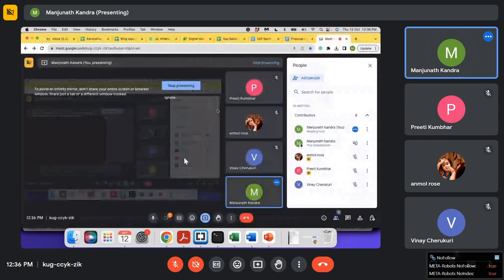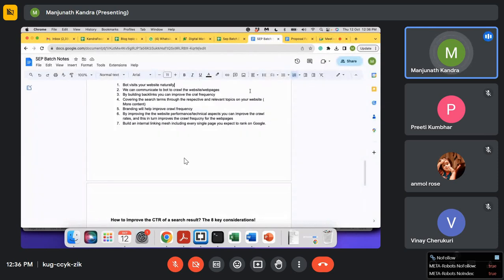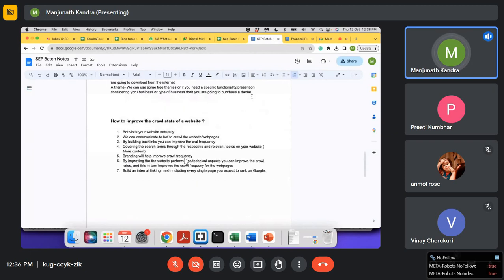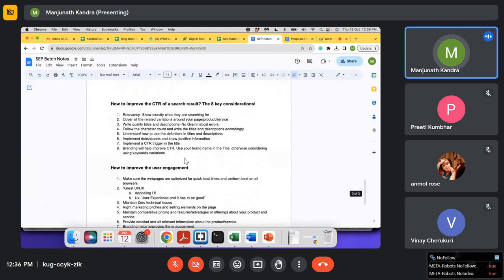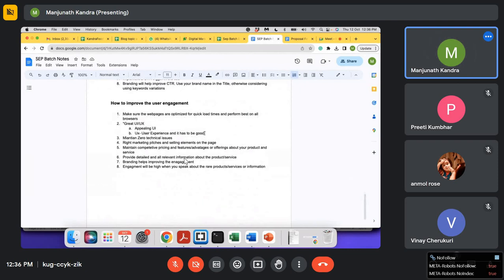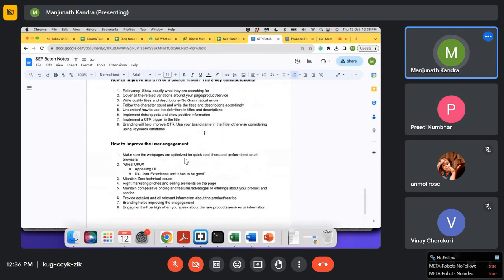Okay. So in the last class, we were discussing how do we improve these three key factors for the metrics, right? The crawl stats, the CTR, and the engagement. And I hope you all are clear with it, correct? Does any of you have any questions around it?